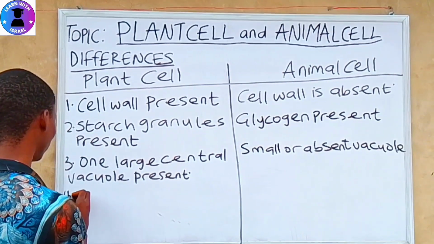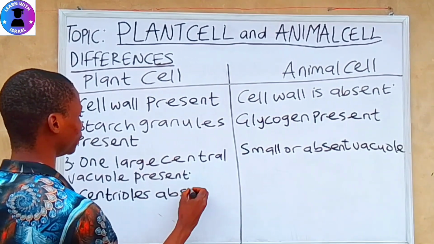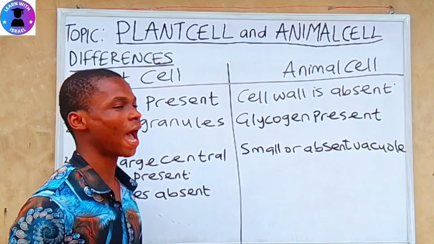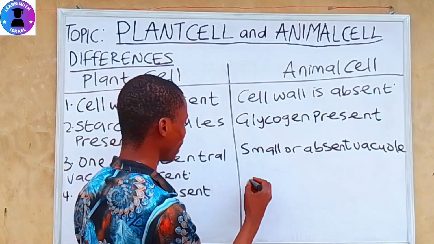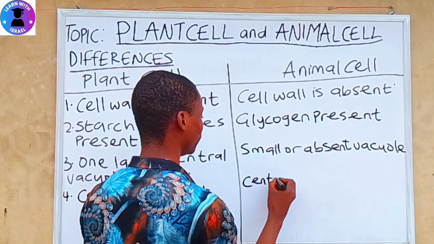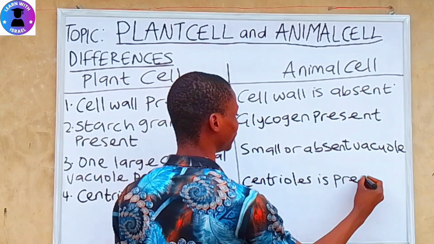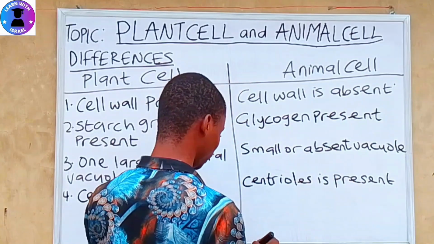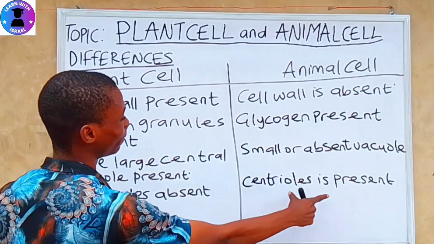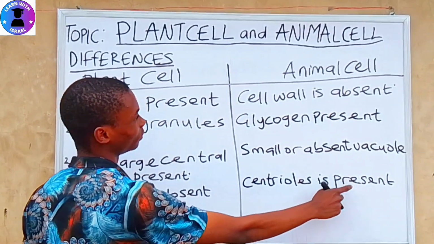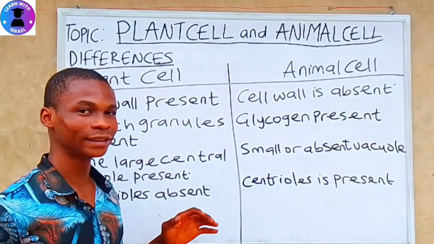And the fourth one, we have centrioles. Centriole is absent in plant cell, and the function of centriole is that it helps in cell division. For animal cell, centriole is present. It is present in animal cell, but it is absent in plant cell. As you can see, I've listed four, and each is present in one or the other, so it's very easy to memorize.